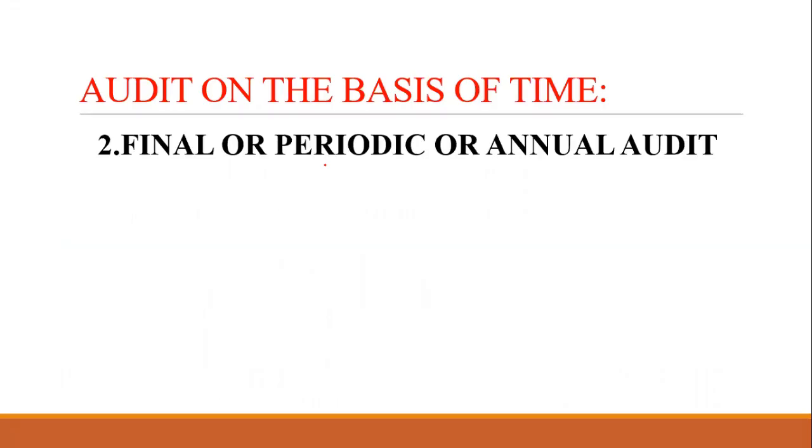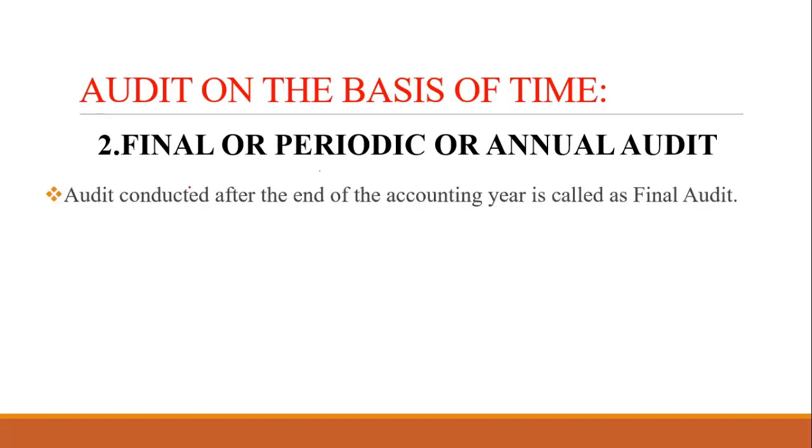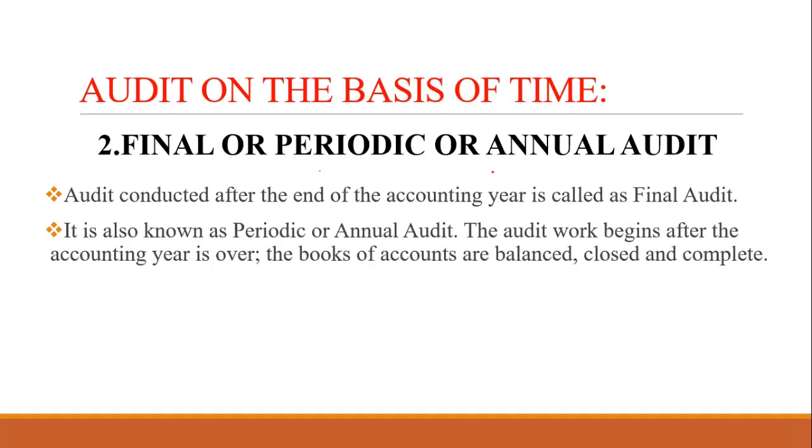Next, we have the final or periodic or annual audit. As the name suggests, an audit conducted after the end of the accounting year is called a final audit, periodic audit, or annual audit. The audit work begins after the accounting year is over. After the previous year is completed, the books of accounts are balanced, closed and complete. Only then does your audit procedure start.